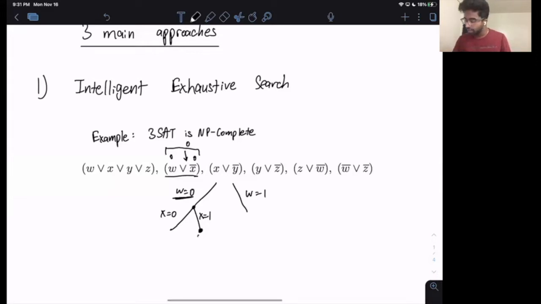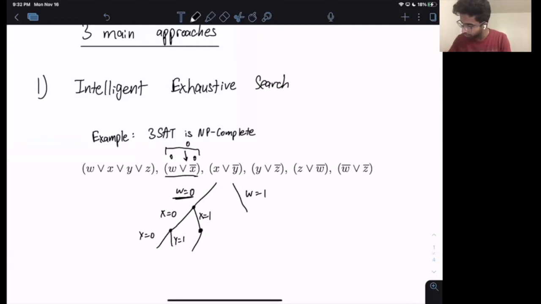We don't keep exploring this subtree, right? Because otherwise the next logical step would have been, for x equals 0, let's assign y next. So the two possibilities for y are y equals 0 or y equals 1. And we would have done the same thing here.